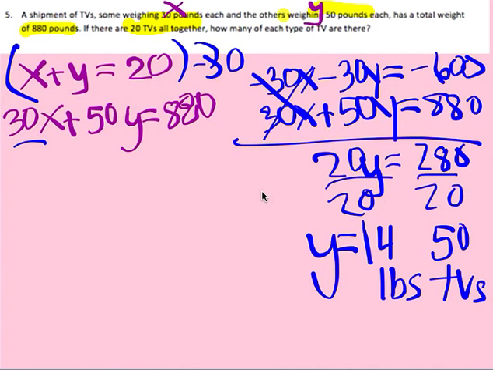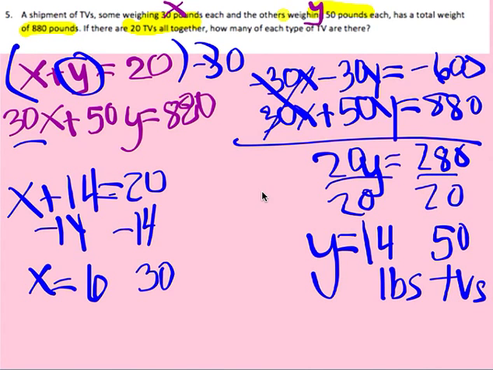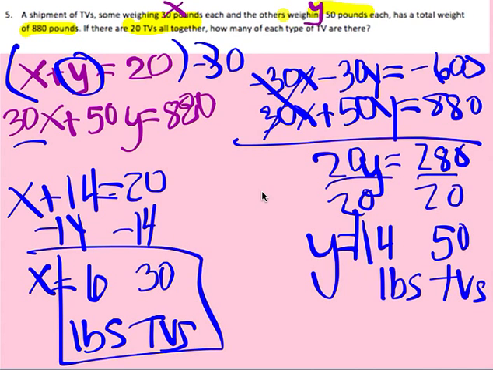So now we need to plug it back in. So I'm going to plug it back in for y up there. So x plus 14 needs to equal 20. Subtract 14 from both sides, and I get that x is equal to 6. And then I get 30-pound TVs. So those are my two answers for number 15.